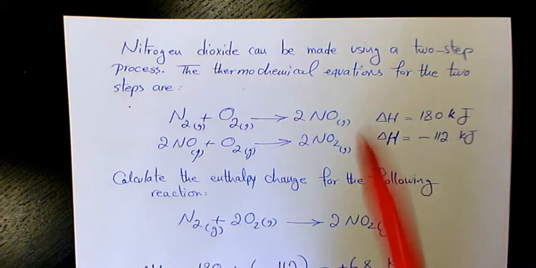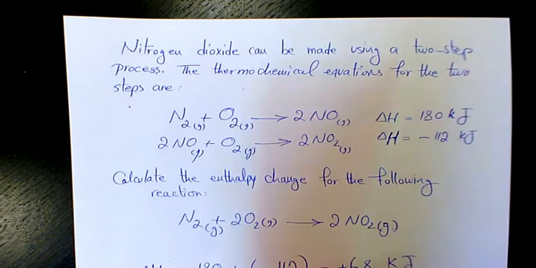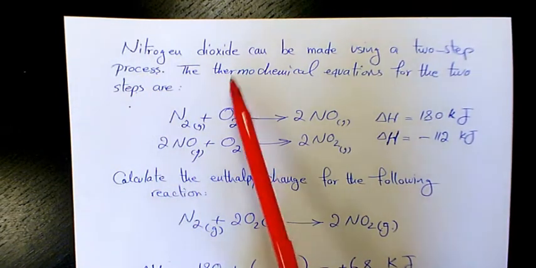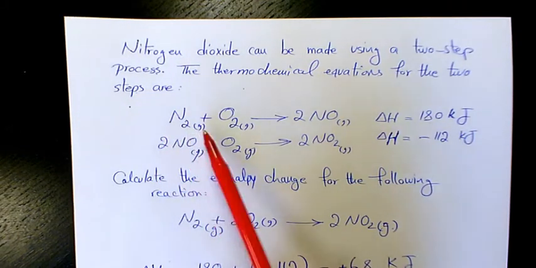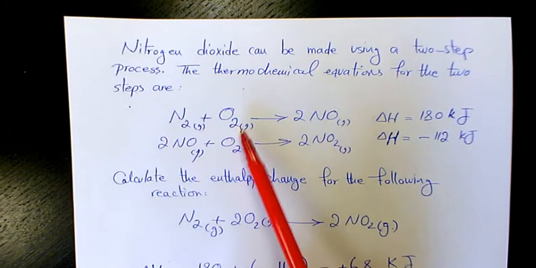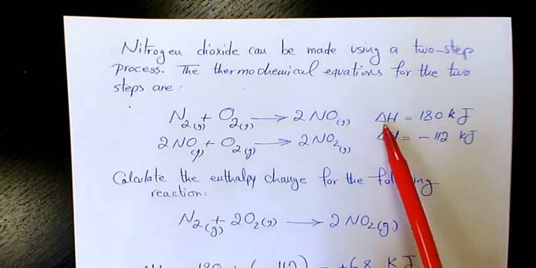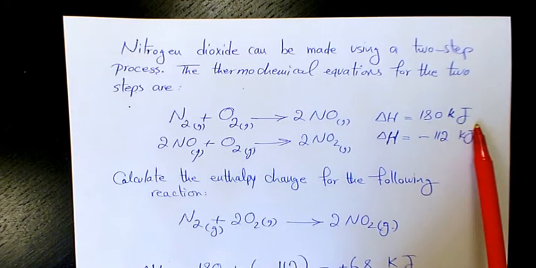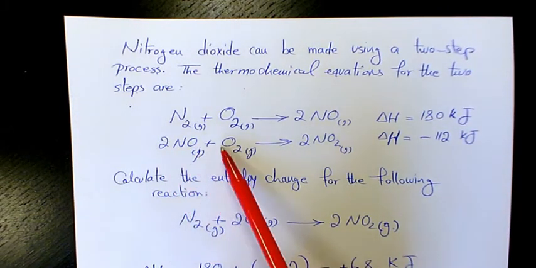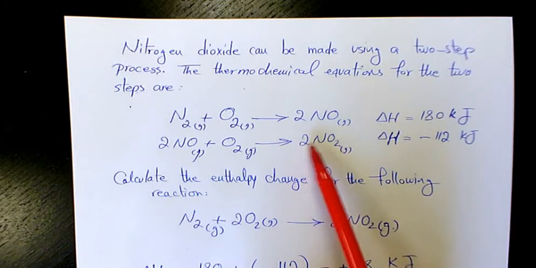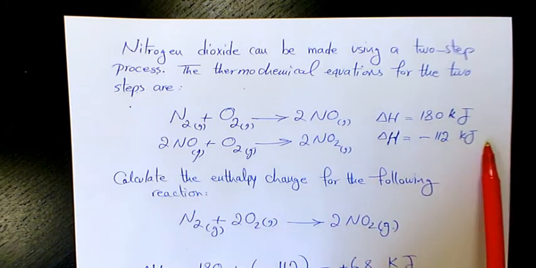In the first question I have nitrogen dioxide can be made using a two-step process. The thermochemical equations for the two steps are N2 in gas phase plus O2 in gas phase is going to give us 2NO in gas phase, and delta H is positive 180 kilojoules. And on the second equation, you have 2NO in gas phase plus O2 in gas phase is going to give us 2NO2 in gas phase. Delta H is negative 112 kilojoules.